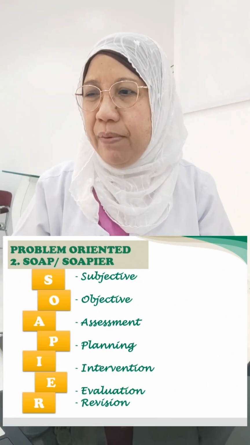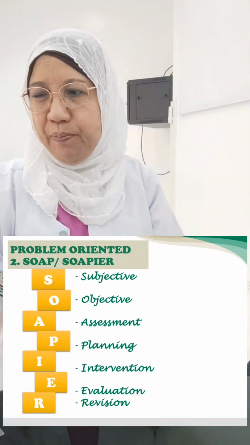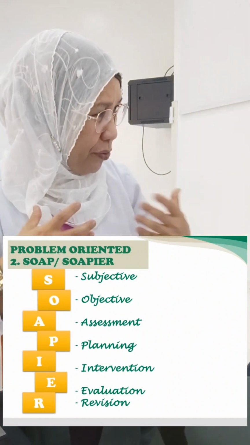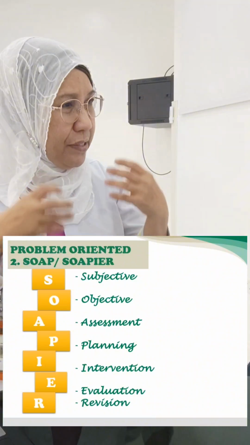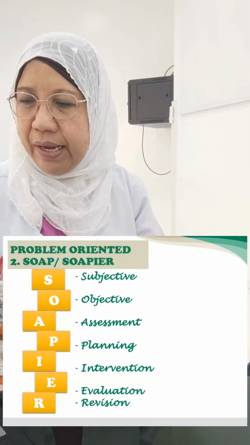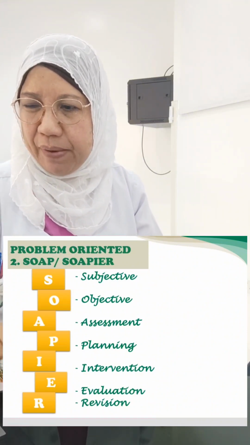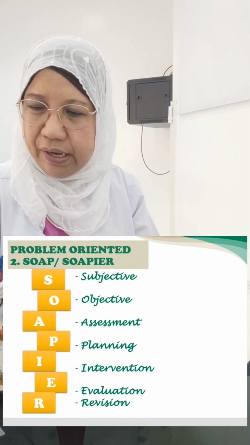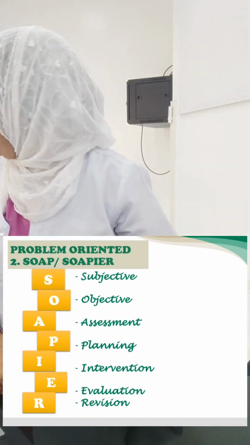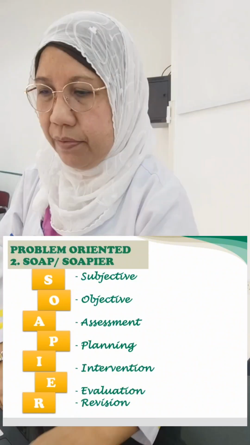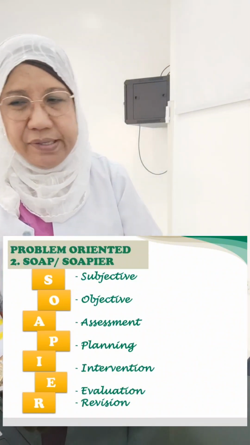Another one is problem-oriented SOAP or SOAPIER. That is subjective, which is what the patient will verbalize to you. Objective, which is what you will observe from the patient, the complaint of the patient. And then A for assessment, P for planning, I for intervention, E for evaluation, and R for revision. Now we have the example of these nurse's notes for SOAPIER.